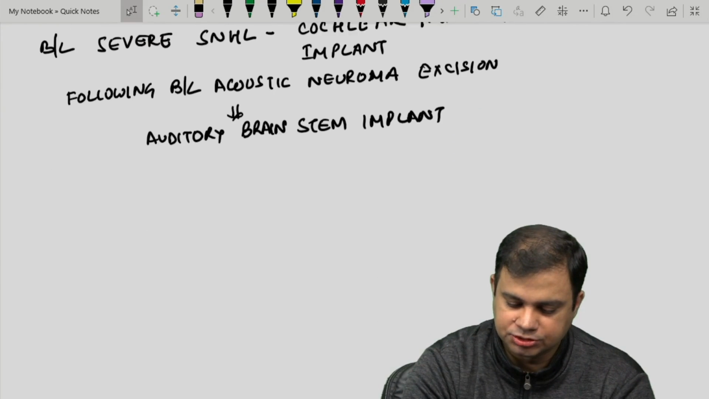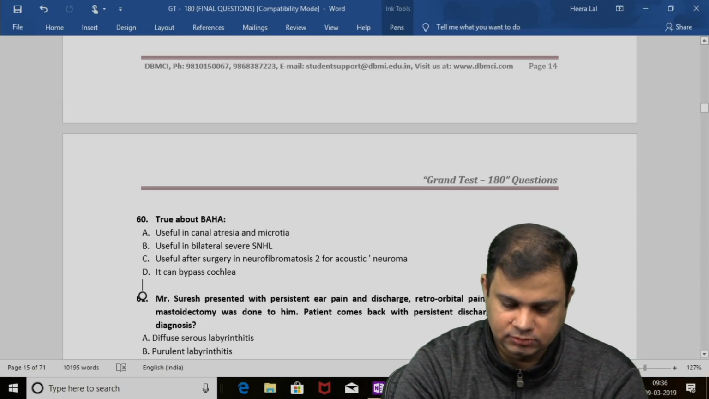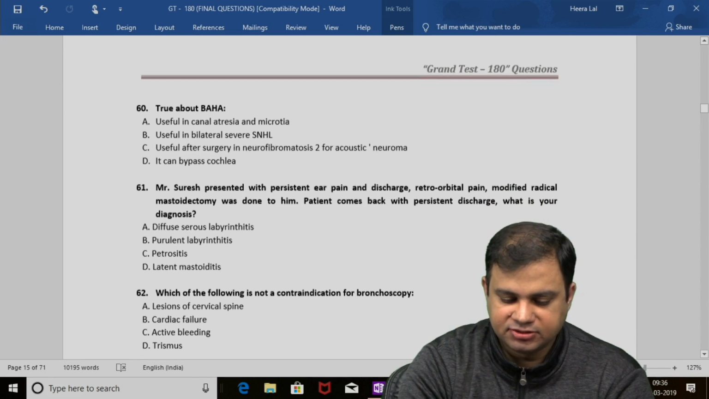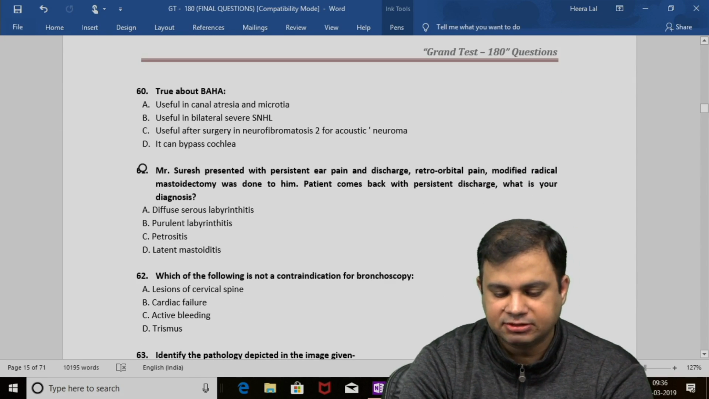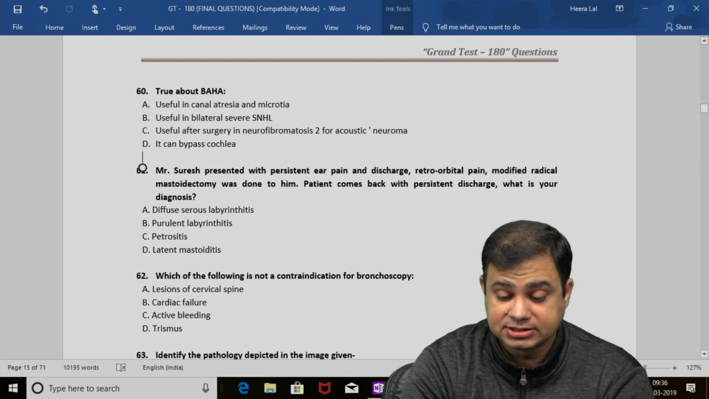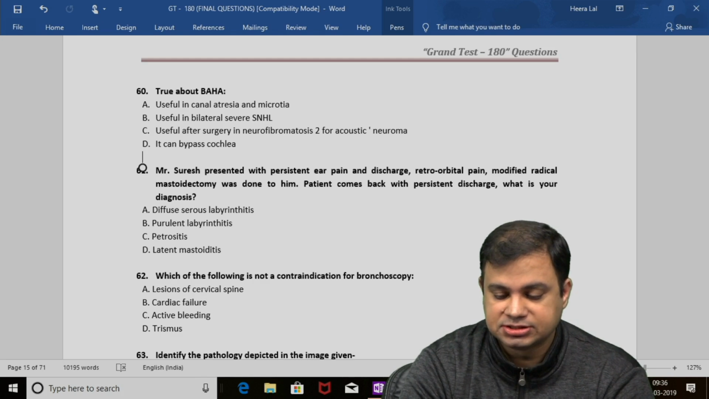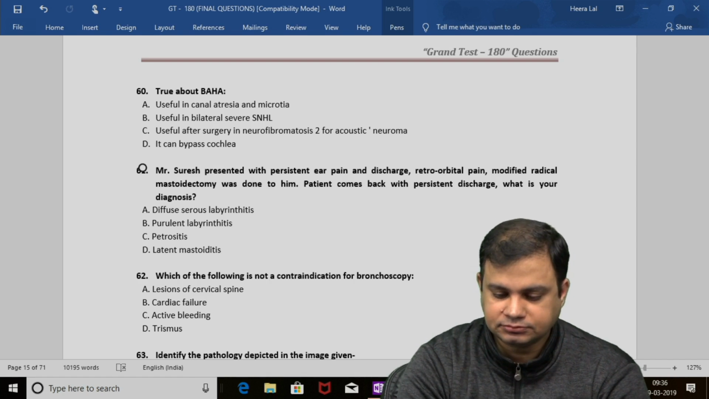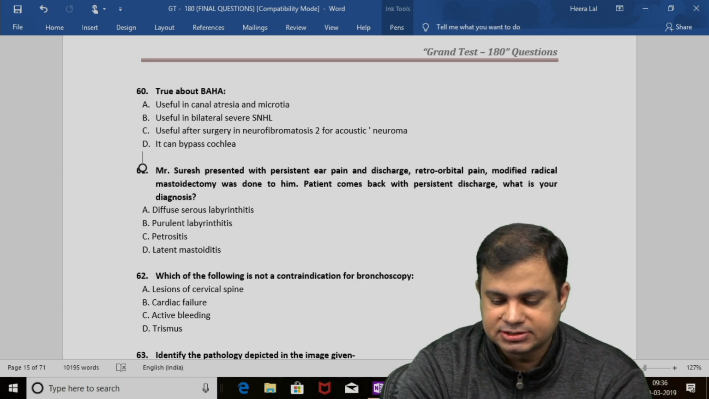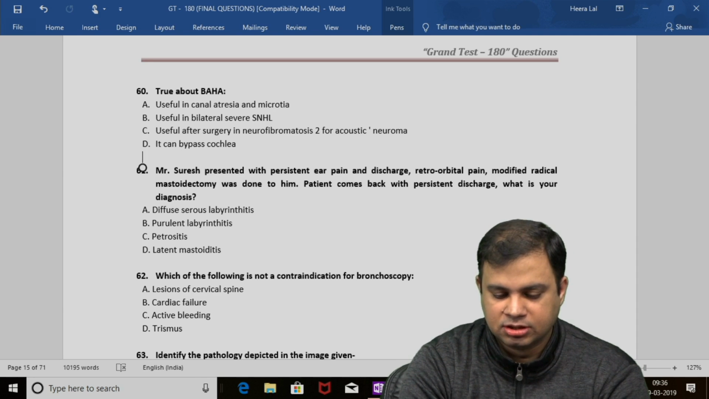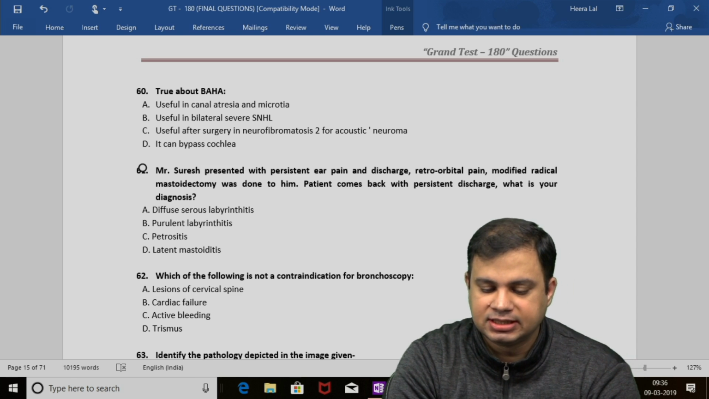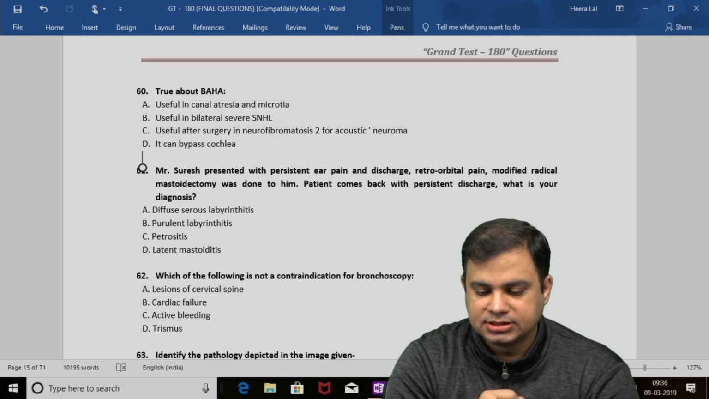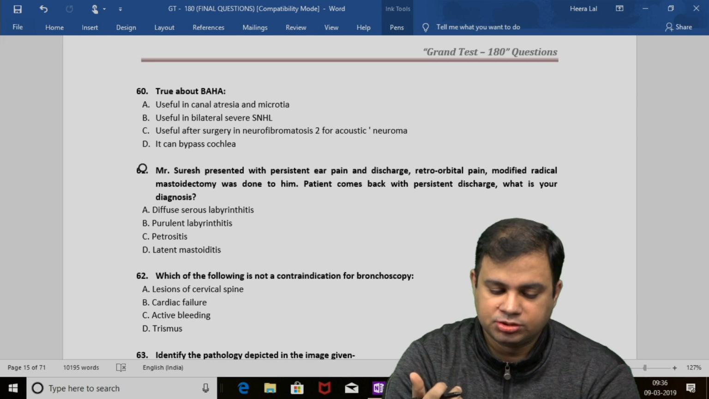Now, coming to the other question. Question number 61 says, Mr. Suresh presented with persistent ear pain and discharge. There is retroorbital pain and modified radical mastoidectomy was done to him. Patient comes back with persistent discharge. What is your diagnosis? Now, here the question is giving us three hints that Mr. Suresh is having a persistent ear discharge, retroorbital pain, and modified radical mastoidectomy was done on him.